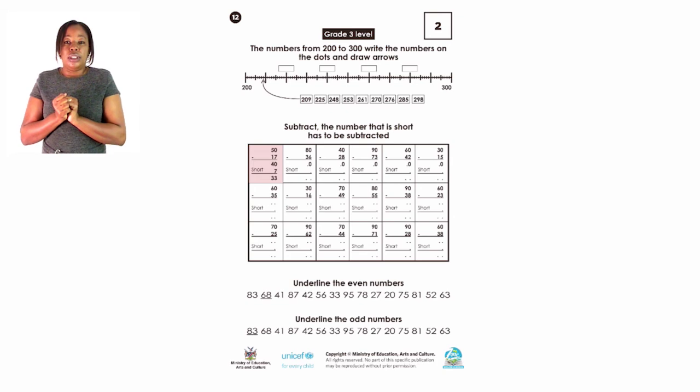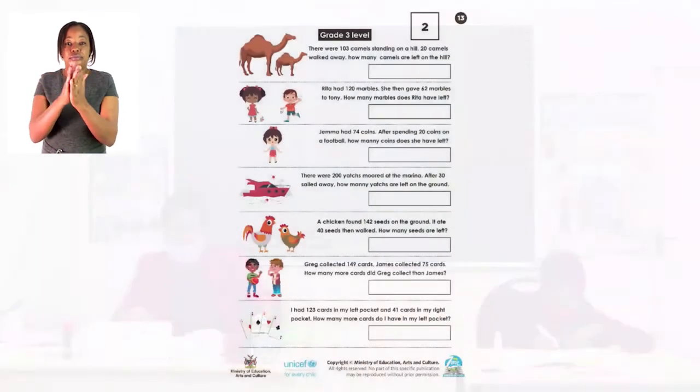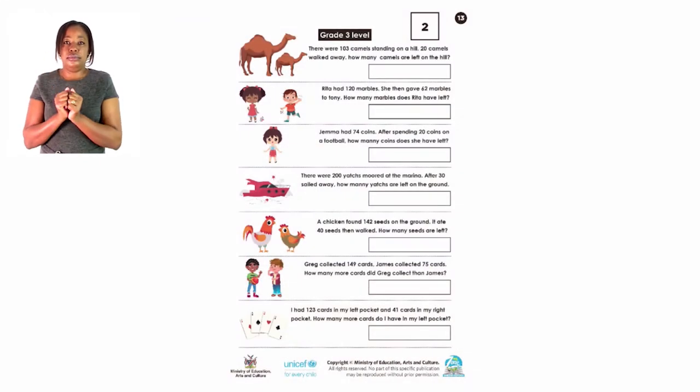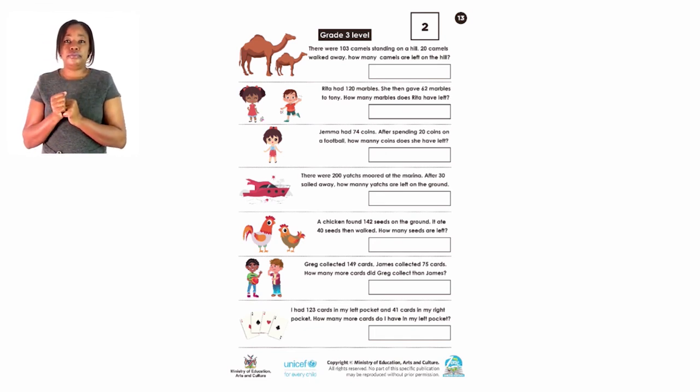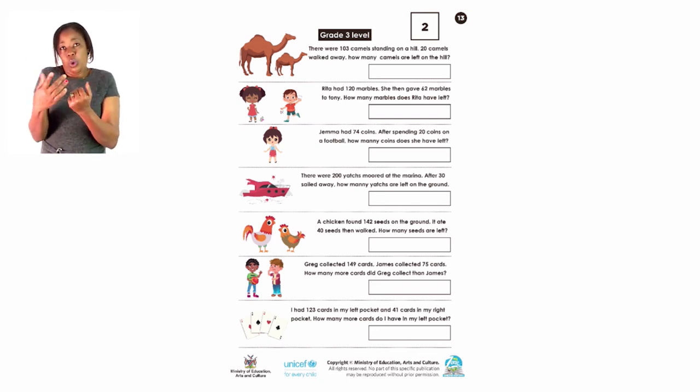Let's move over to page 13. On page 13, we have problems. Remember what I have advised you to do whenever you are doing the word sums. The problems are word sums. You have to read first the problem and understand it. After you have read it, then you will be able to know what operation sign I am to use. Are we together? Okay, let's do the first one.